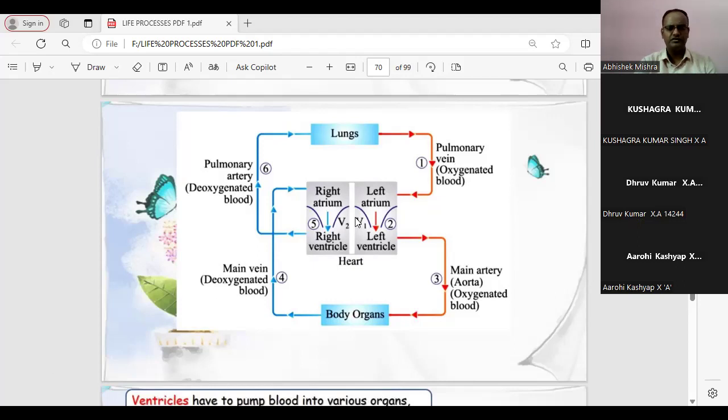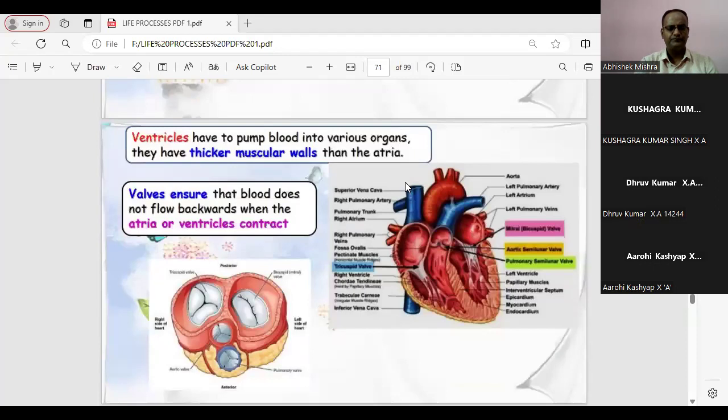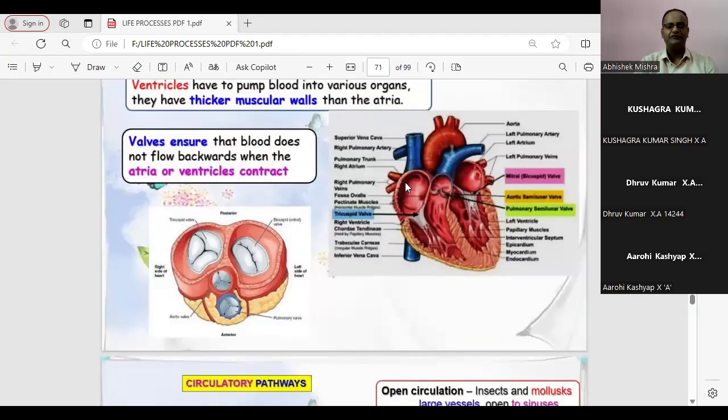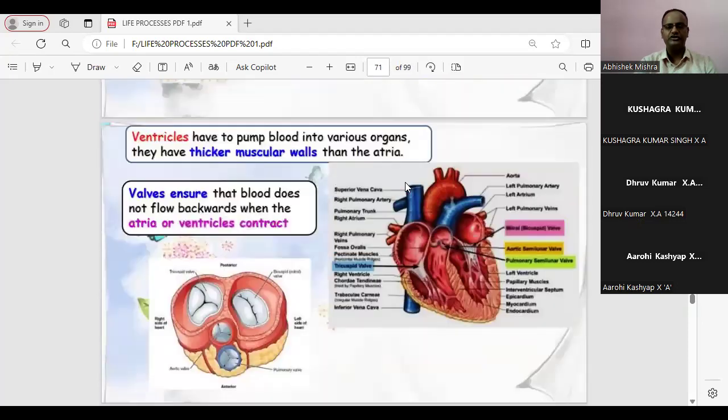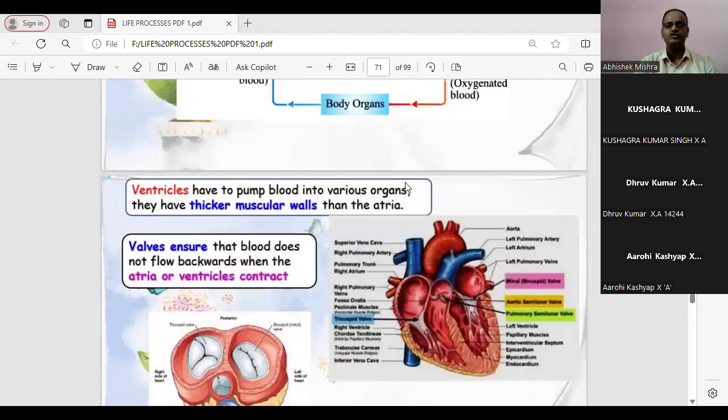Next, this we have already discussed. And one very important thing, students, is regarding the valves. The function of the valve ensures that the blood does not flow backward when the atria or the ventricles contract.